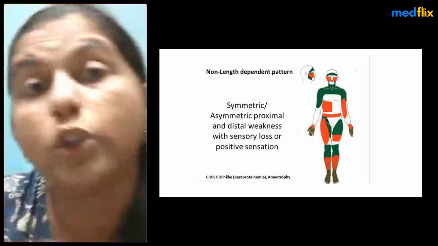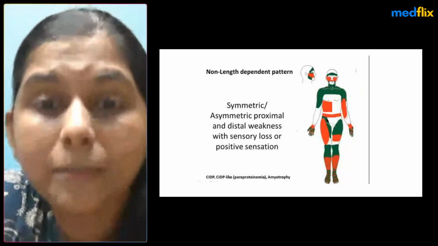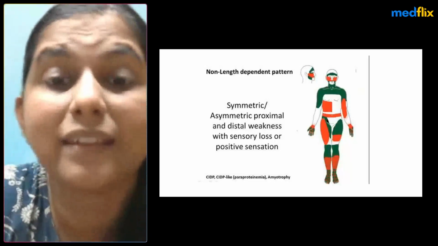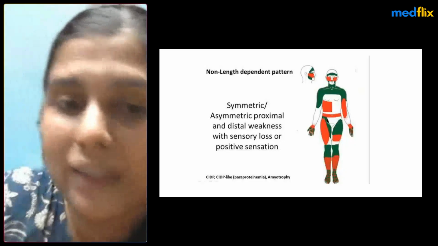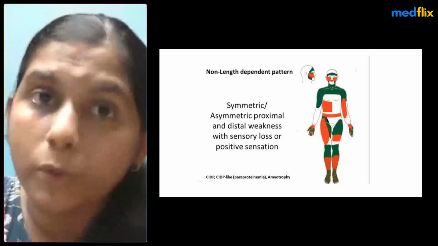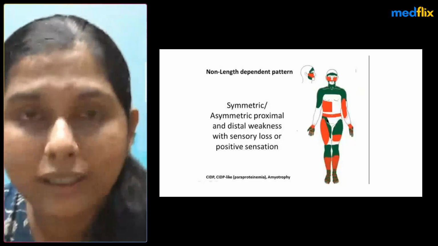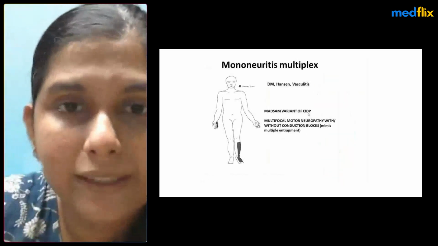And then we come to the non-length dependent pattern, which is symmetrical or asymmetric proximal and distal weakness with sensory loss or positive sensations. And this is what you can see in MADSAM variant of CIDP, or what you see in amyotrophy. So we had the monomelic variant, then we had the non-length dependent pattern, and then the most common pattern, which is of course the length dependent pattern.